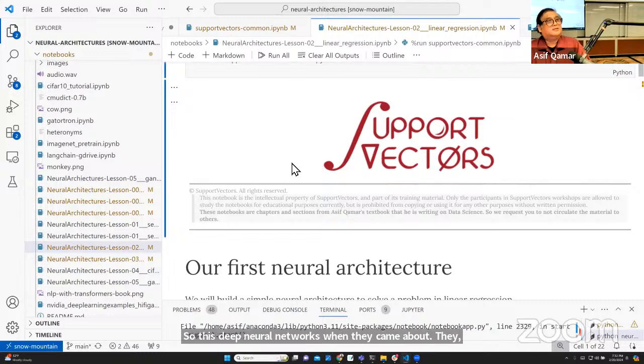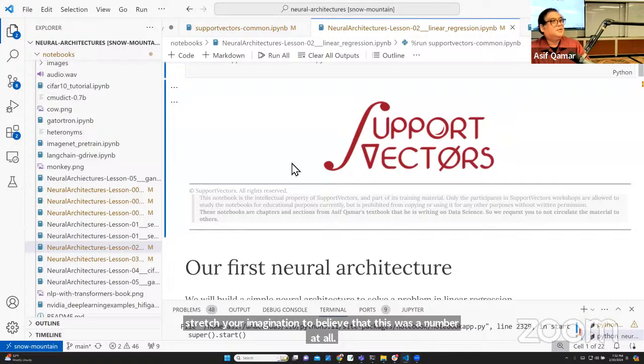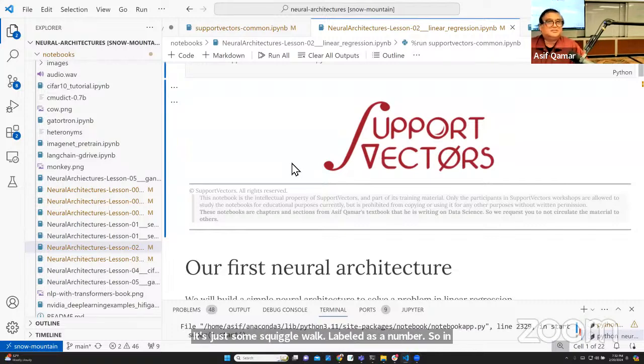Today, the computer vision systems not only outdo humans, they outdo humans by a wide margin. They're far more accurate in reading handwriting than humans are. In fact, I believe it's 99.9 some percent accuracy. And if you look at the cases where it could not tell, it would really stretch your imagination to believe that this was a number at all. It's just some squiggle mark labeled as a number. So in other words, the AI has reached near perfection.